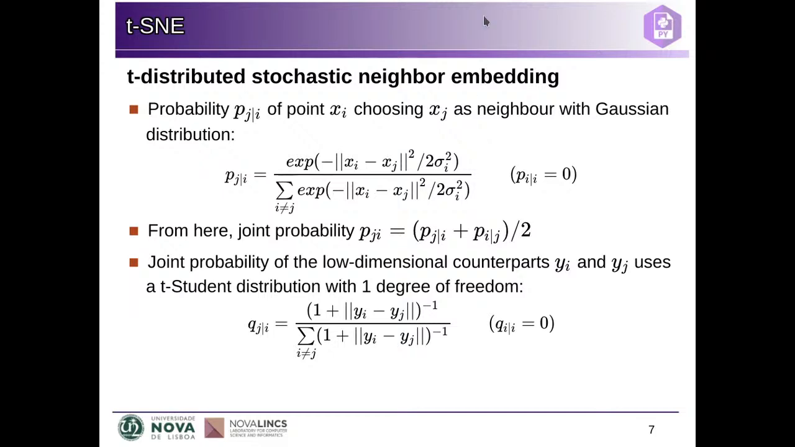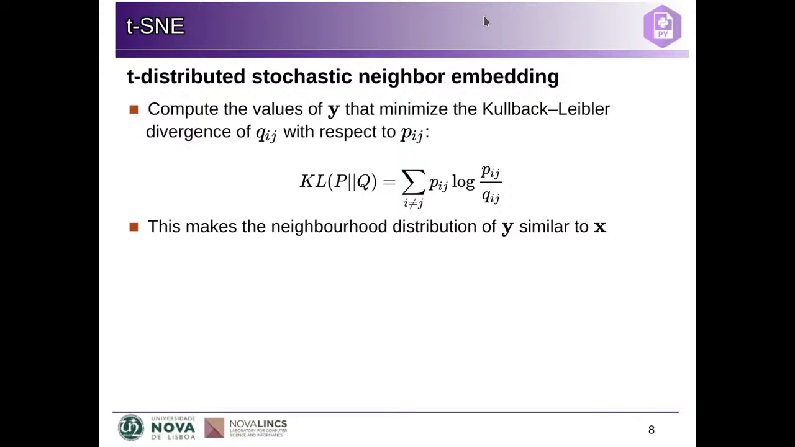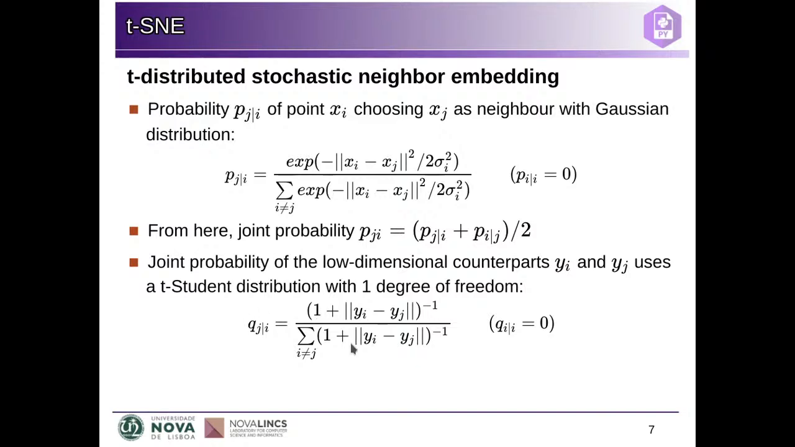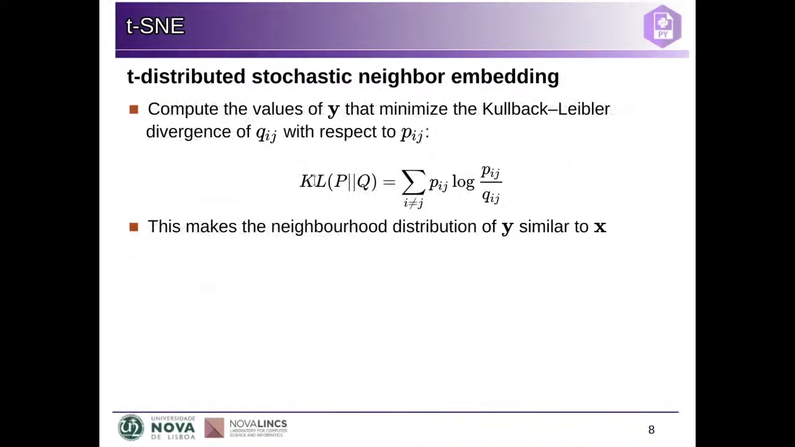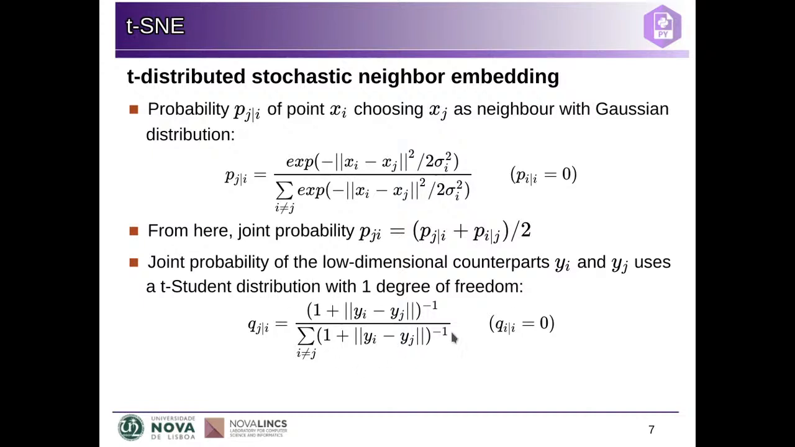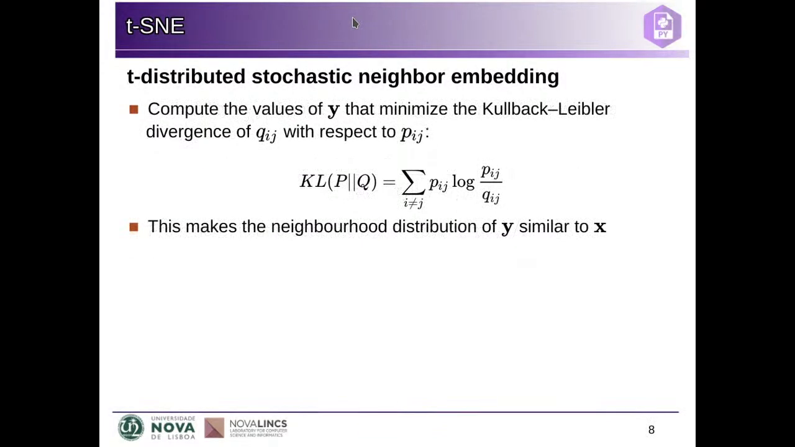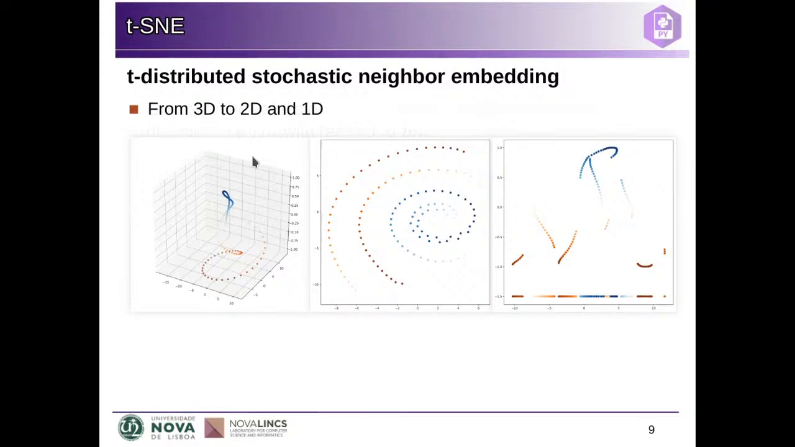So after we get this, we then compute the values, the positions of the points in the lower dimensional projection that minimize the divergence between these two probability distributions. So basically, we want this probability distribution to be as close as possible to that one, even though we are projecting our data into lower dimensions. So if we start with our three-dimensional data set, if we project this into 2 dimensions, this is one of the things we can get.